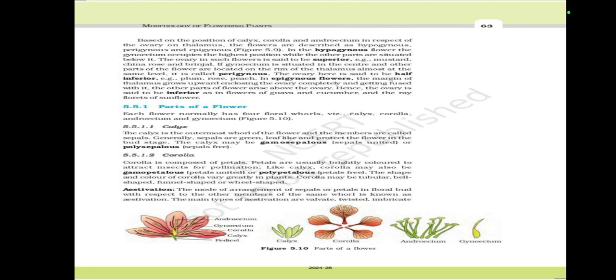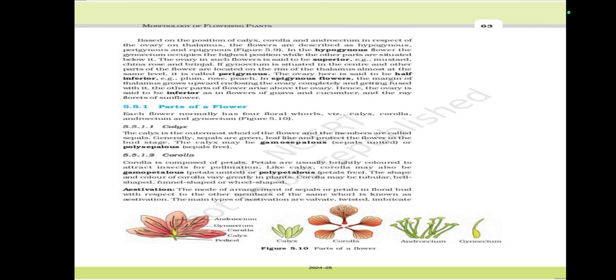If the gynoecium is situated in the center and the other parts of the flower are located on the rim of the thalamus, almost at the same level, it is called perigynous. The ovary here is said to be half inferior. For example, plum, rose, peach.